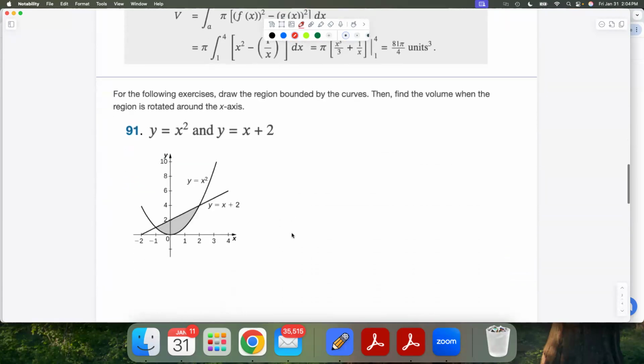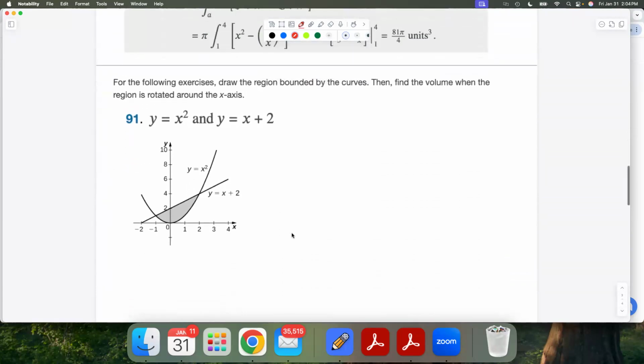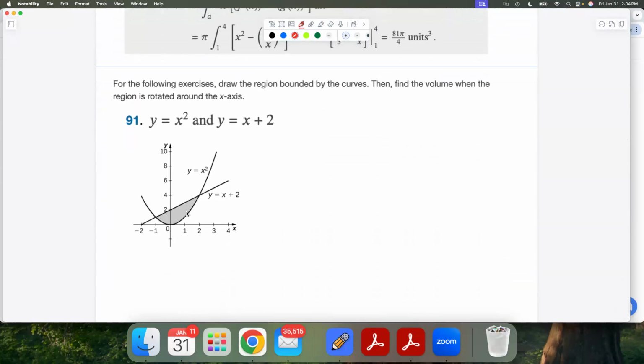Okay, let's look at another example. We're going to take this region here and rotate it around the x-axis. So we're going to draw in, pick some random x value here. Here's going to be my little rectangle I'm going to draw in. That's going to get rotated around.